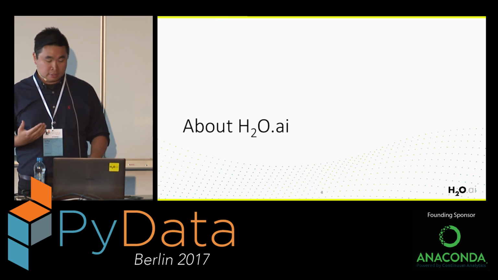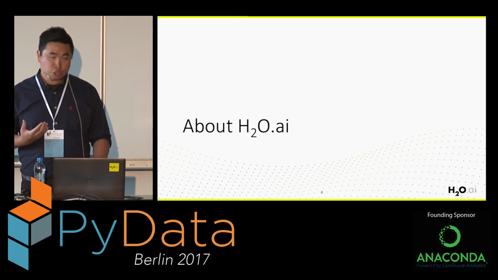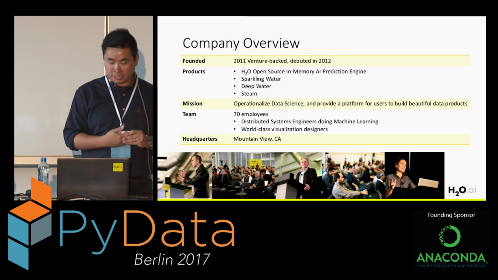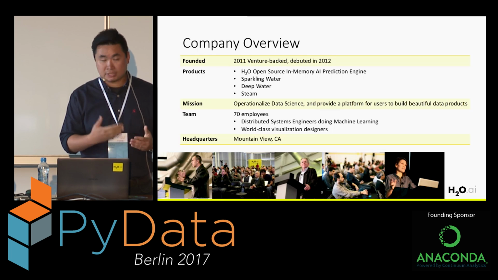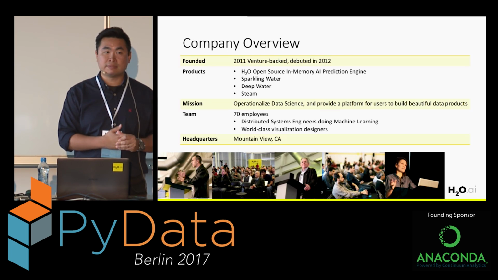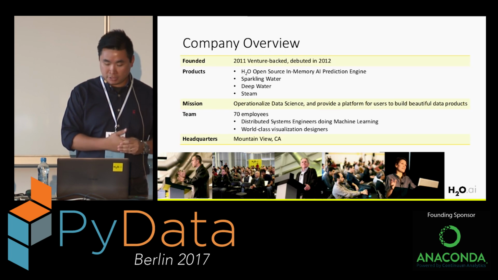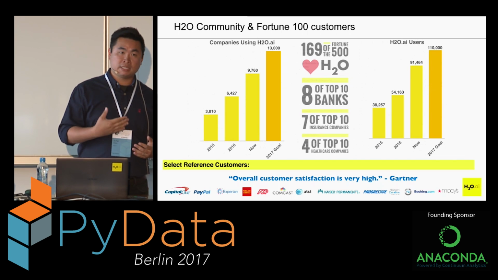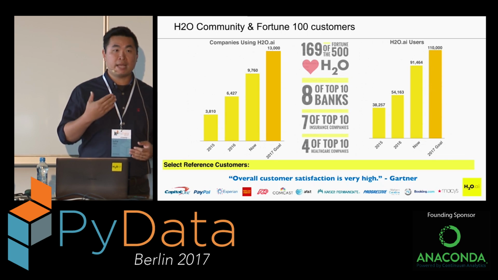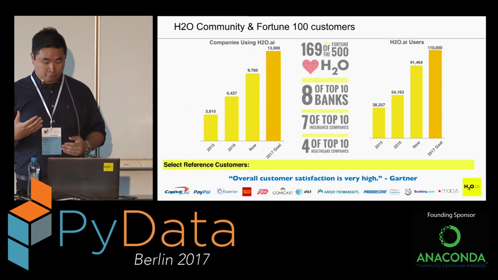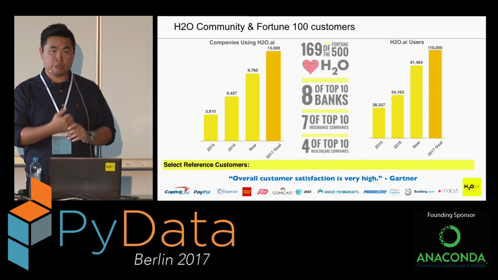Okay, so let's talk about H2O.ai. H2O.ai is the name of the company. We are a young company, founded in about 2011, and we have about 70 people at the moment. The headquarters is based in Mountain View in California. I'm one of the 2 guys based in the UK. From 2014, when I first discovered H2O, I think they have had momentum in terms of getting more users and more customers. And you can see that many of the top companies in the US are using H2O.